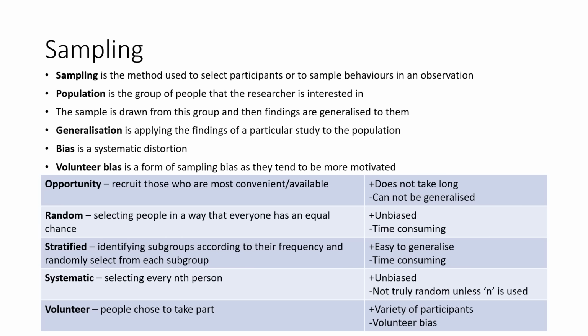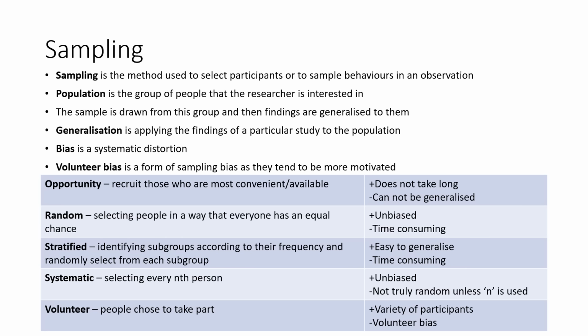Generalisation is basically applying the findings of a particular study to the population, as I just said. And bias is a systematic distortion in the findings. There is also volunteer bias, as there is volunteer sampling, and volunteer bias is a form of sampling bias, as volunteers will tend to be more motivated, which may affect the results of using that sample.